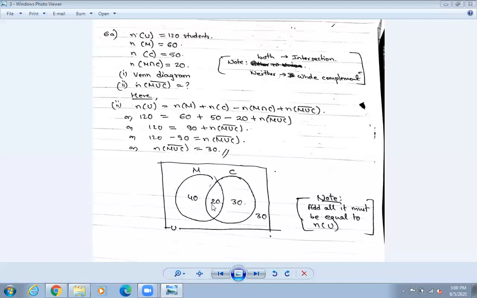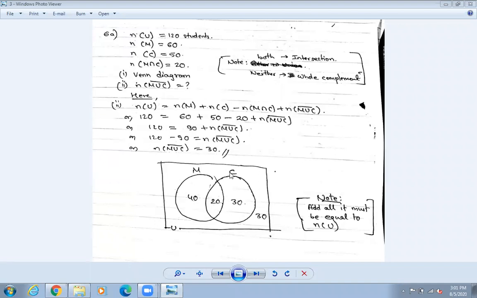The value of intersection is 20. Now, what is the value of m? M was 60, but we need only m, so 60 minus 20, which is 40. So what is the value of c?